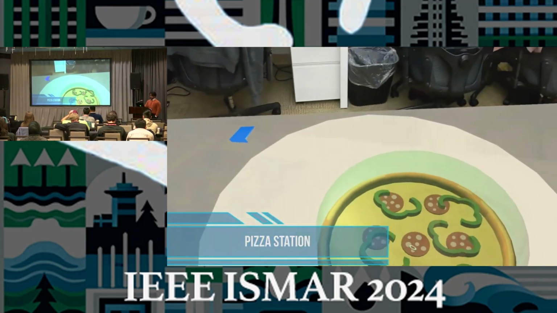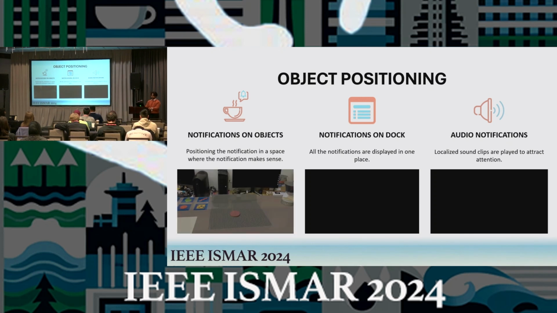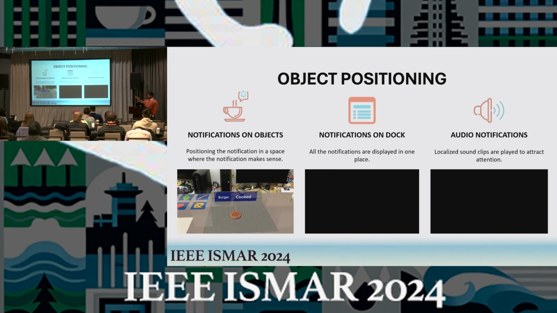You get the gist. So using that, a few of the notifications that I designed was notification on objects, where the notifications were displayed right above the object that prompted the notification. So in this case, if you put the patty on the grill, it popped up right above the object, and if you can hear the sound, it made that bubble popping sound. It would be much clearer in the audio notifications.